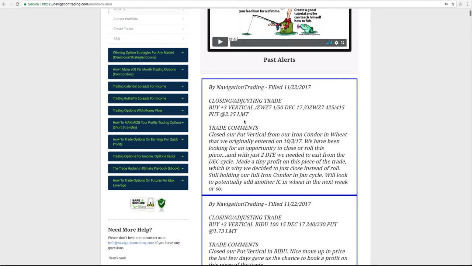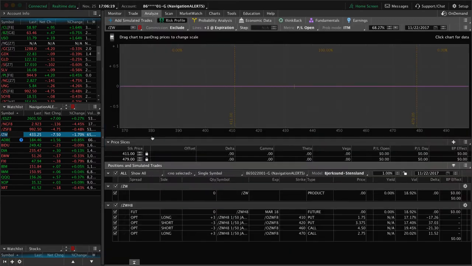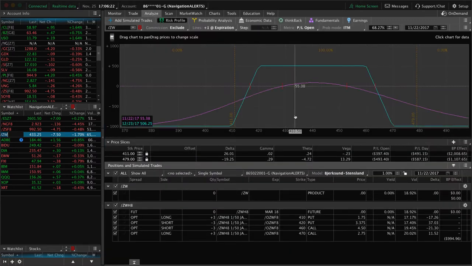And lastly, we did a closing adjusting trade in wheat. So we are holding on to this put vertical, which is part of an iron condor in wheat. There's only 2 days to expiration, so we were just waiting for a time where we could potentially get out for a little profit on this. Had to get out, and we eked out a tiny profit on this piece. So we're still holding another full iron condor in the January cycle. So if you take a look at that, you can see still very centered, got a little bit of profit in that, not enough to take off.